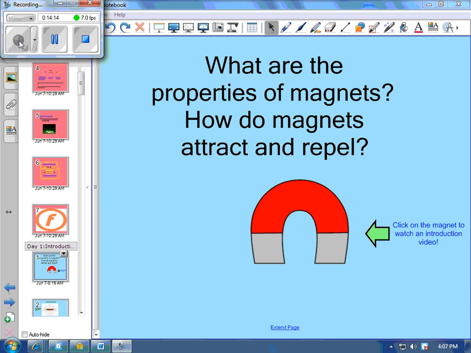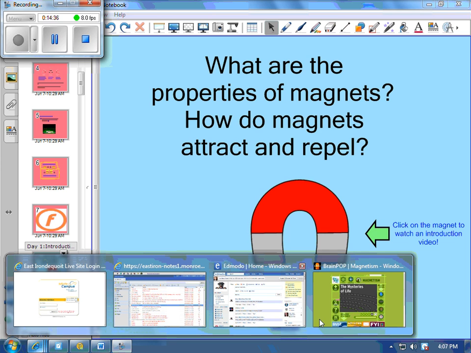Next up, we have magnets. So turn to page 2 of your notes. Actually, it would be page 14, and it would be lesson 4B, magnetism. The two questions we're looking at are, what are the properties of magnets, and how do magnets attract and repel? First off, we are going to watch another BrainPOP.